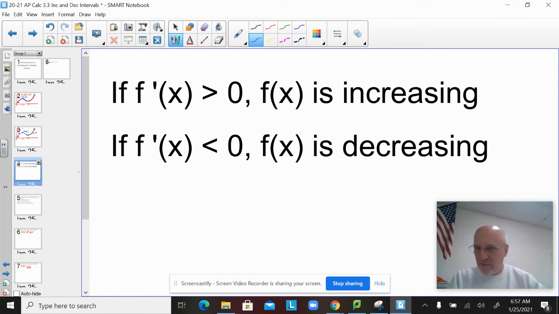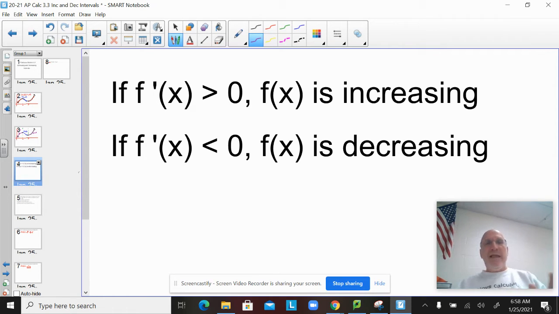And if f prime of x is less than 0, f of x is decreasing. The way that I have that in my brain, if the derivative is positive, the function is increasing. That's what that first sentence says. And then the second sentence says if the derivative is negative, the function is decreasing. So those two conclusions need to become pretty automatic in your brains. If the derivative is positive, the function is increasing, and if the derivative is negative, the function is decreasing.